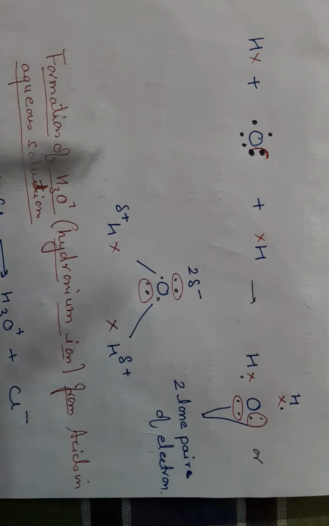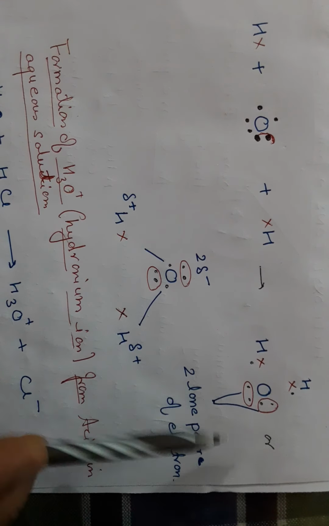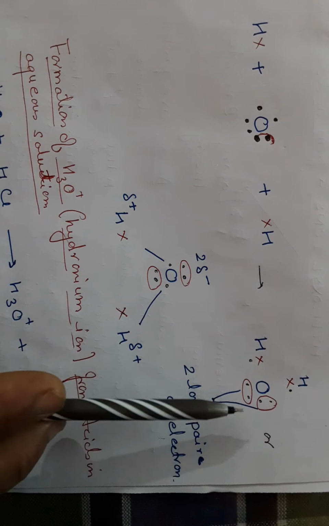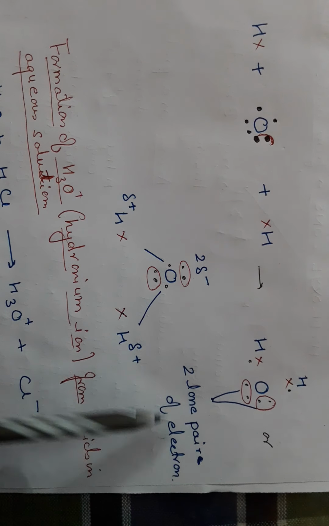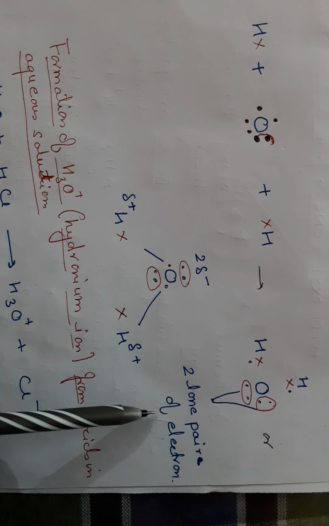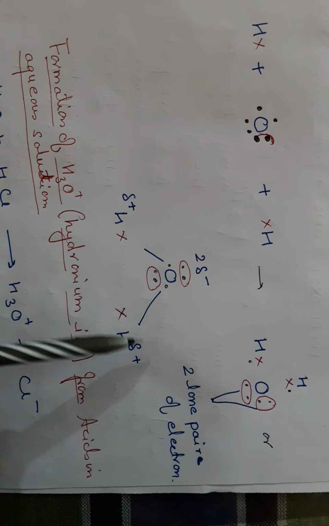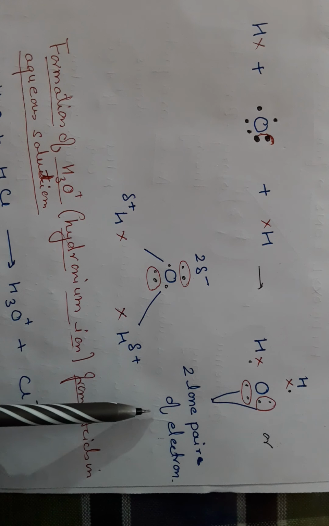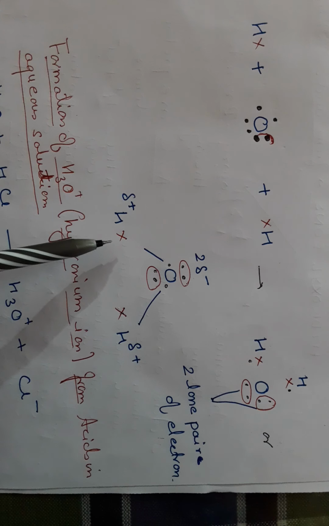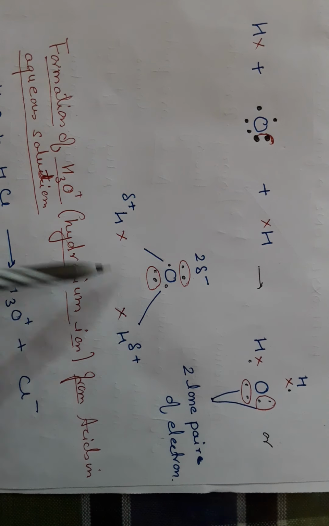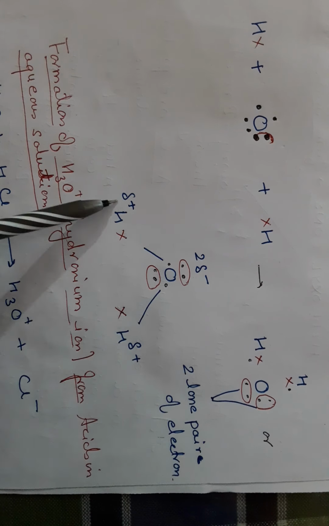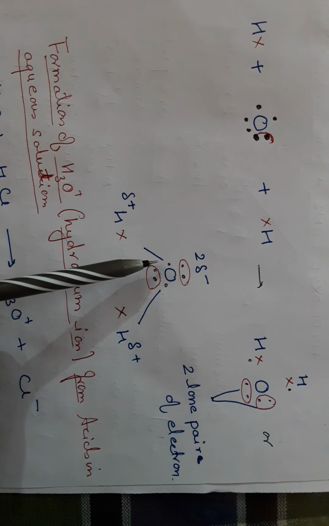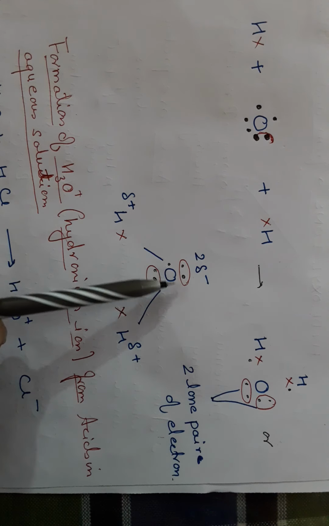Now here a water molecule is there. You can see in the water molecule, oxygen has two lone pairs of electrons, which are not shared by any other atom. And here you can see that the hydrogen atom carries a slight positive charge and the oxygen atom carries a slight negative charge.